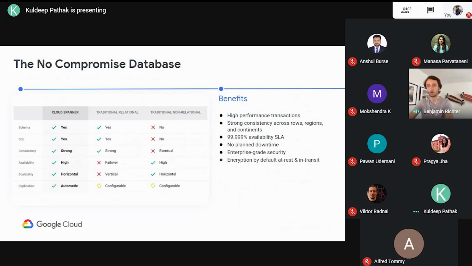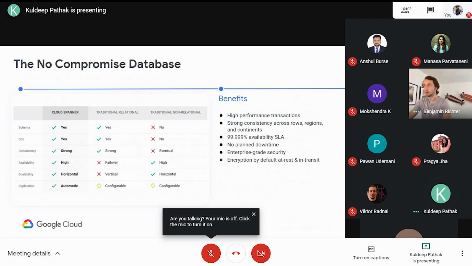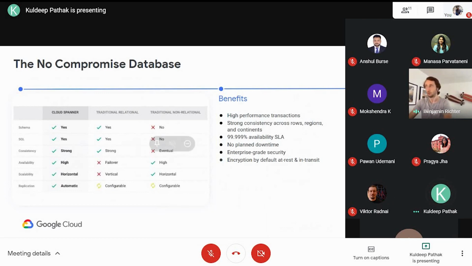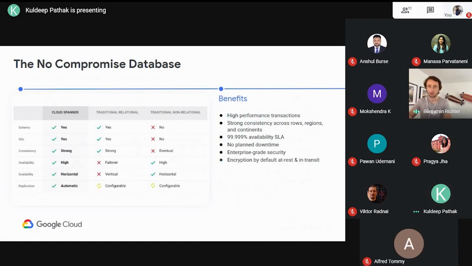And all of this we provide at a five nines SLA. So we basically have no planned downtime. You get all the enterprise-grade security that I mentioned before.